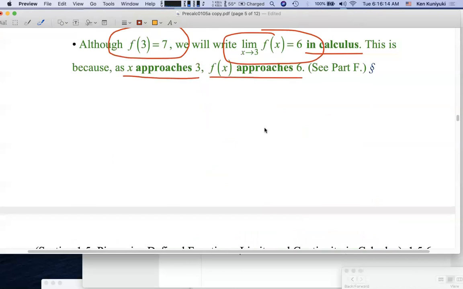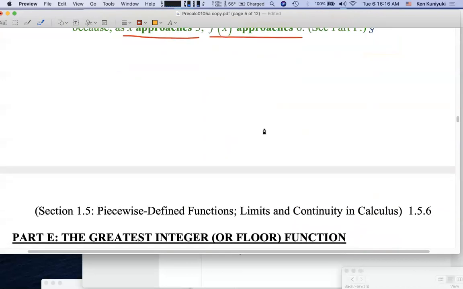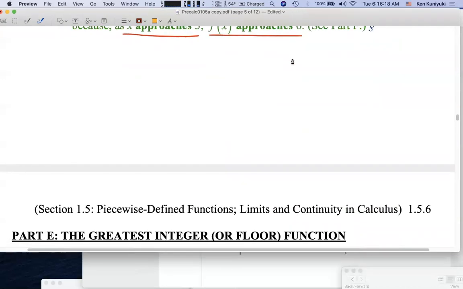Next, we're going to talk about a graph that kind of looks piecewise, but it has its own applications next time.